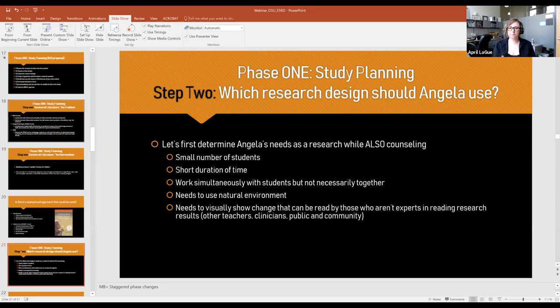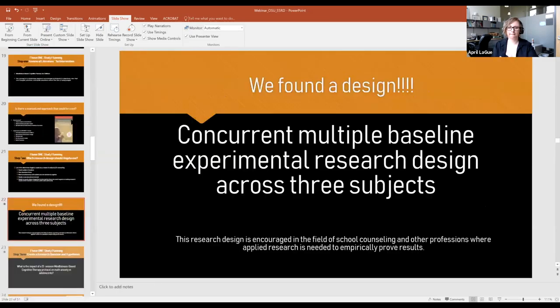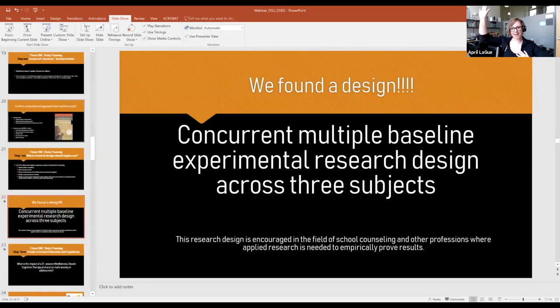And so it's really important that we're able to communicate any kind of change that we want to make. We found a design, woohoo! We found concurrent multiple baseline experimental research design across three subjects. Again, we explain what that means in simplistic terms and again, promote that to your students. But this research design is encouraged in the field of school counseling and counseling in general, where we need applied research to empirically prove results.